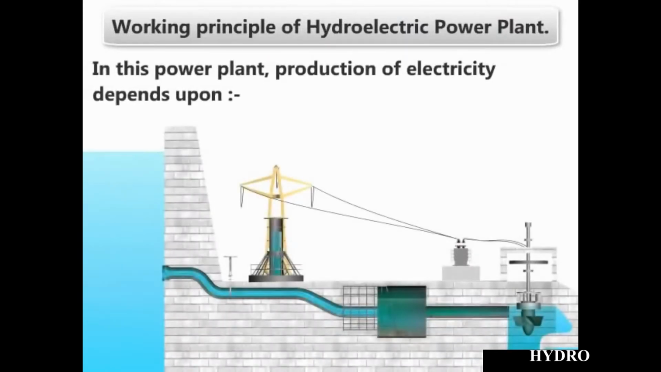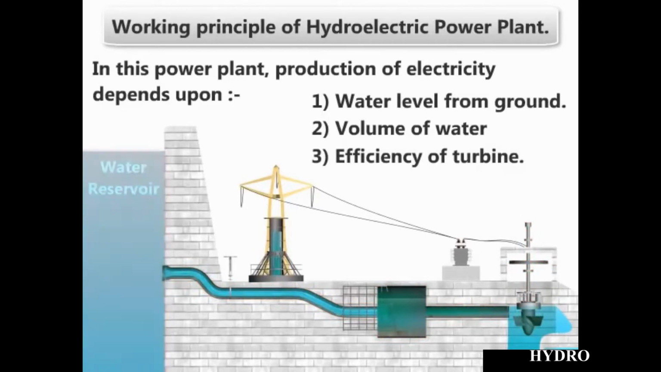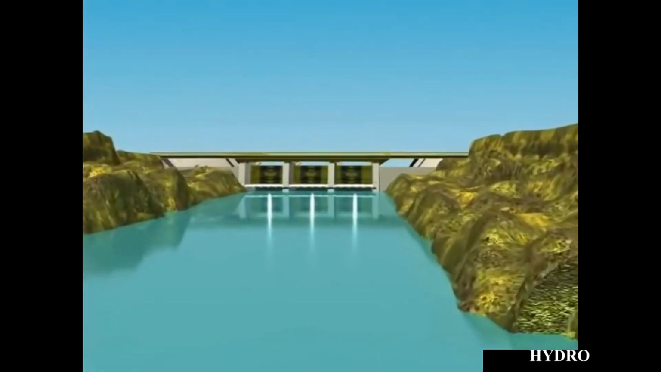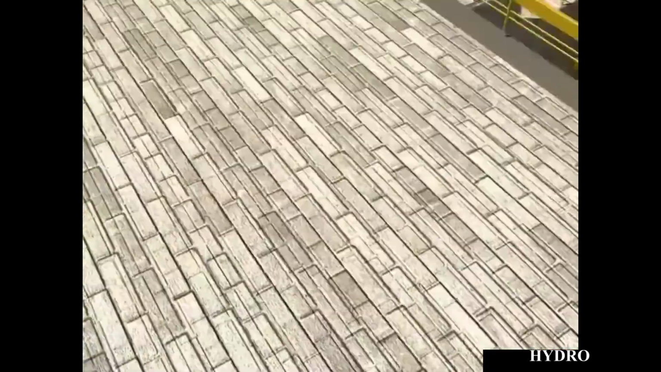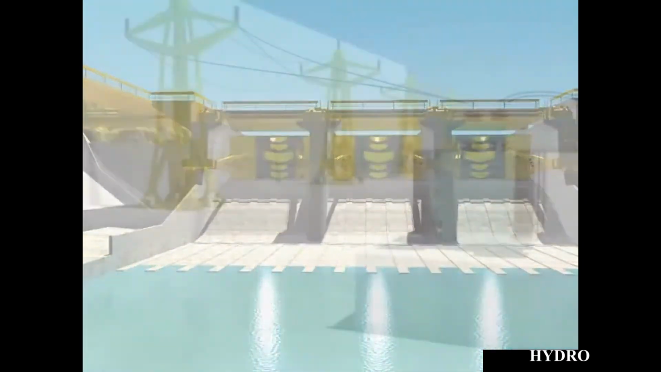The working principle of hydroelectric power plant. In this power plant, production of electricity depends upon the height of the water from ground level, the volume of water flowing per unit time, and the efficiency of the turbines. A hydroelectric power plant requires a water reservoir, so these plants are constructed near big dams.